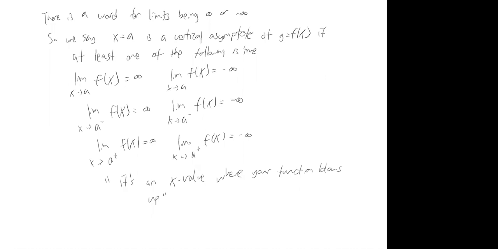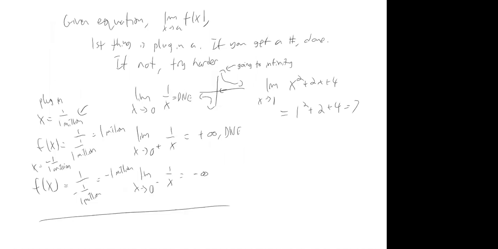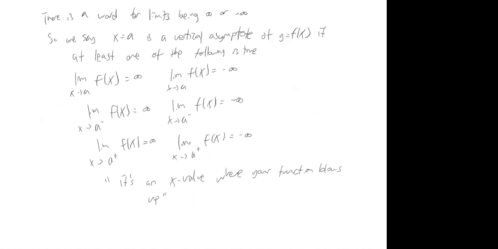So like from before, if you just graph 1 over x, you see that the vertical asymptote is at 0 because it goes off to positive infinity and negative infinity at 0. Everyone clear? We're going to do examples, but is everyone clear on the definition? Okay, so let's do examples on finding vertical asymptotes.